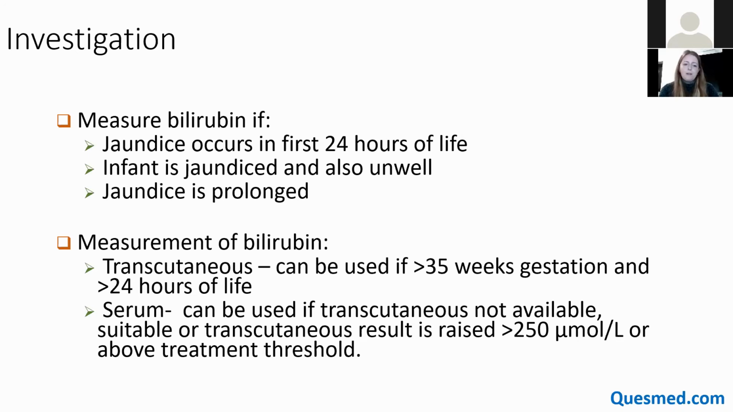Measurement of bilirubin can be done by serum or transcutaneous. Transcutaneous measurements can be used if the baby is over 35 weeks gestation and outside of the first 24 hours of life. Serum levels can be used if transcutaneous is not available, or if the baby is less than 35 weeks gestation, within the first 24 hours of life, or if the transcutaneous result is above 250.